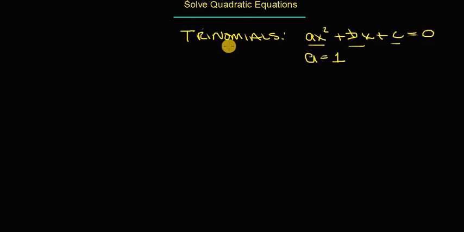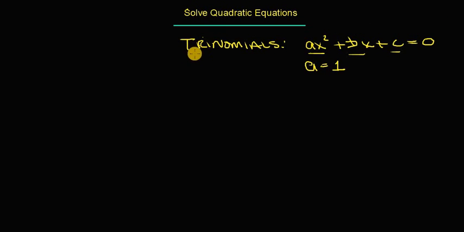Hello, this video is about solving quadratic equations which are of the form in trinomial form. And trinomial comes from the base of the word tri, which is 3, and it has 3 terms in it. So ax squared plus bx plus c is equal to 0, where c is a constant and the a, which is the coefficient of the x squared, is equal to 1. So this video is about solving equations that are like this.